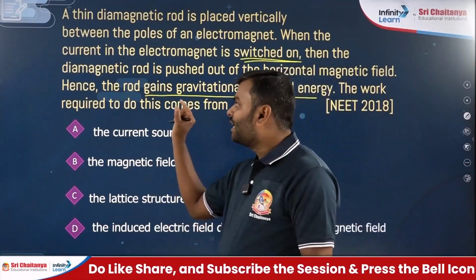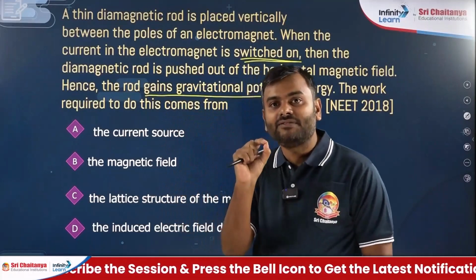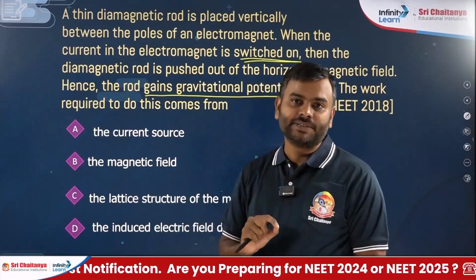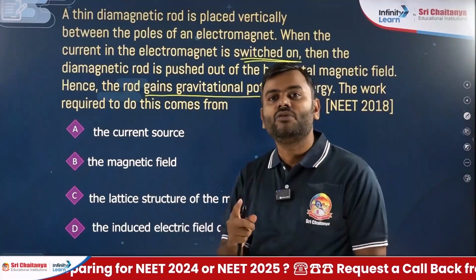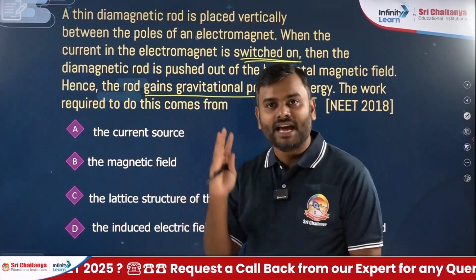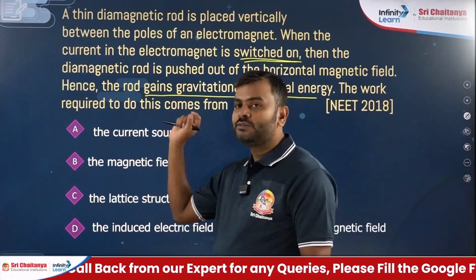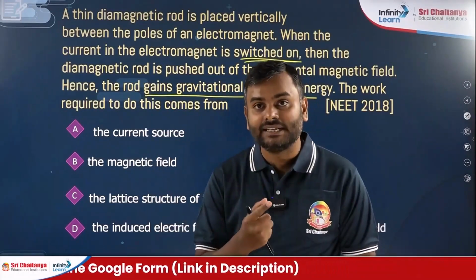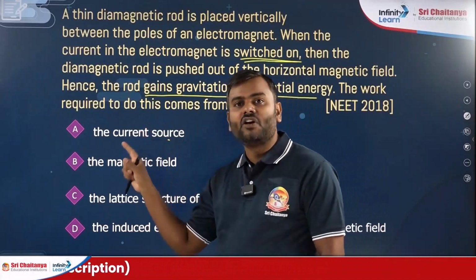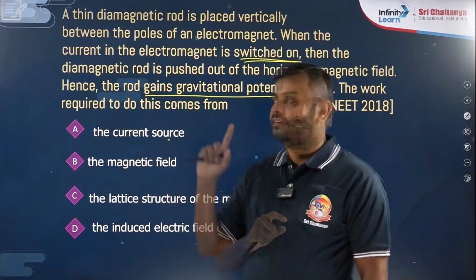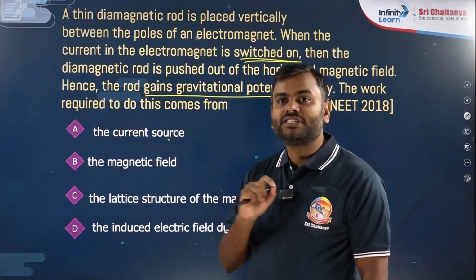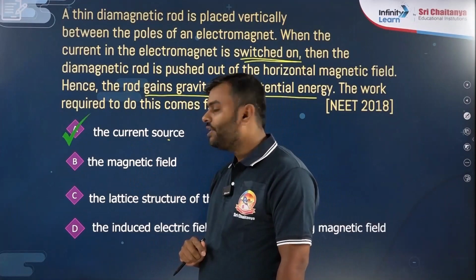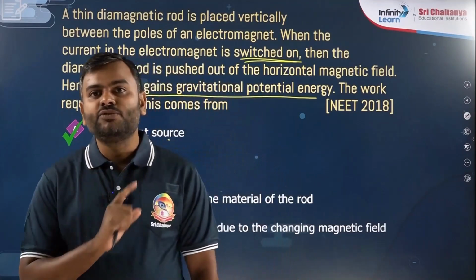You can see that the electromagnet started working when we supplied current. If we don't supply the current, there will not be a magnetic field generated, and if there is no magnetic field, no movement of this diamagnetic material will happen. So the basis of this movement is the current source which is supplying that current, because without this it is not possible to move that diamagnetic material. So what is the correct option here? A is the correct option. I hope you have understood that. Let's move to the next question.